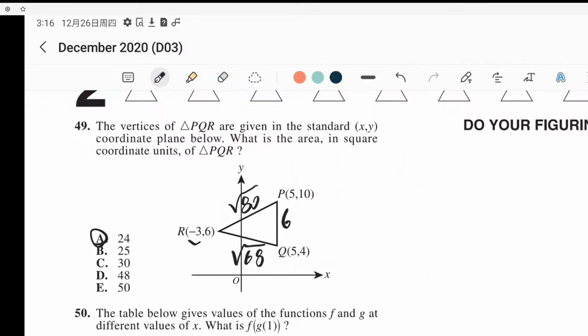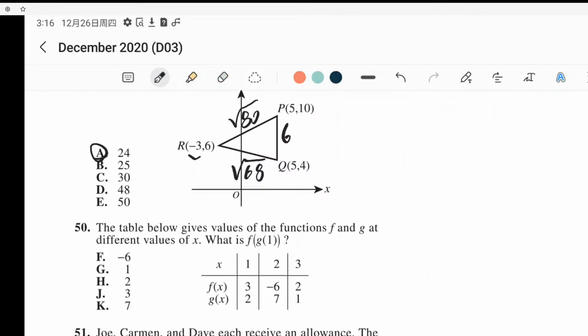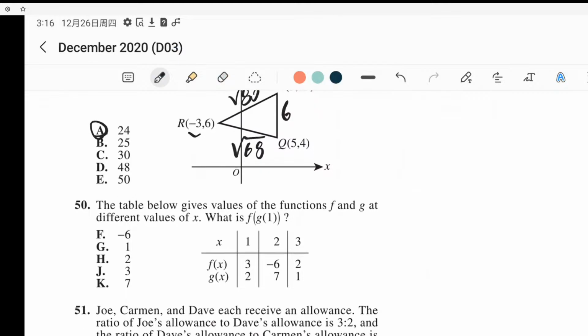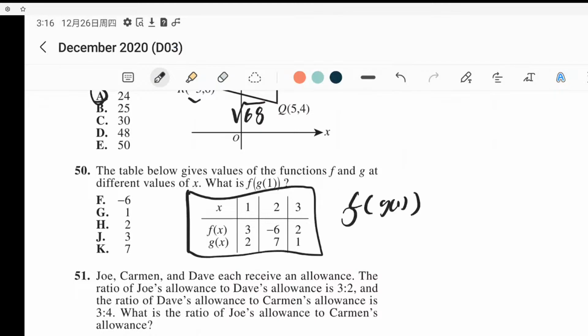50. The table below gives values of the functions f and g at different values of x, and find f of g of 1. So this is not very hard, because we're not even given the function. We are given the values right here by a table. So we want to find f of g of 1.